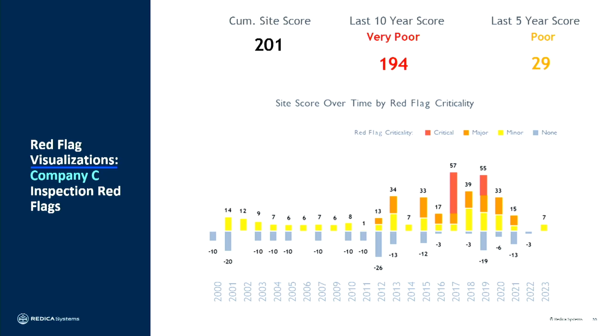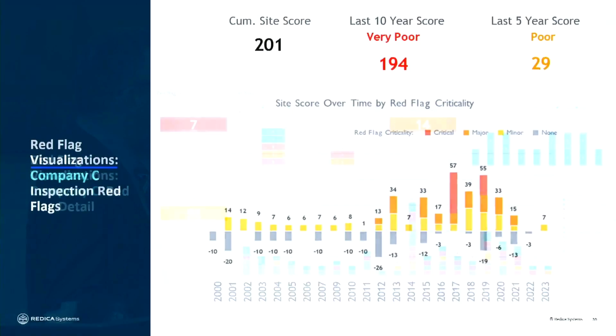So what are the inspection pieces of this? You can see, again, from 2000 up to about 2010, not a lot going on, but then after that, we're seeing a number of major red flags. Again, these are from the inspection. So we showed you the inspections, how do you categorize those, and how do we score those? That's what you're seeing here. And then you can see how that rolls up together.